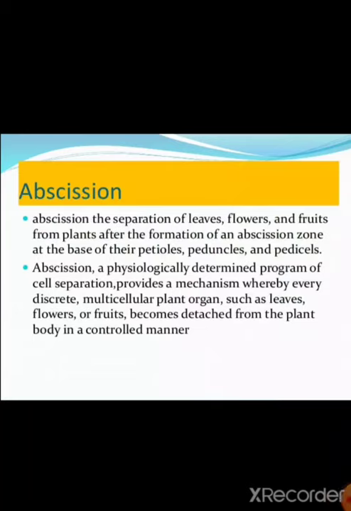Abscission is the separation of leaves, flowers and fruits from plants after the formation of an abscission zone at the base of their petioles, peduncles and pedicels. Abscission is a physiologically determined program of cell separation.